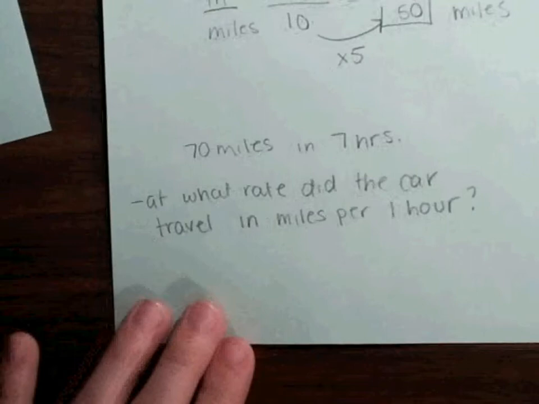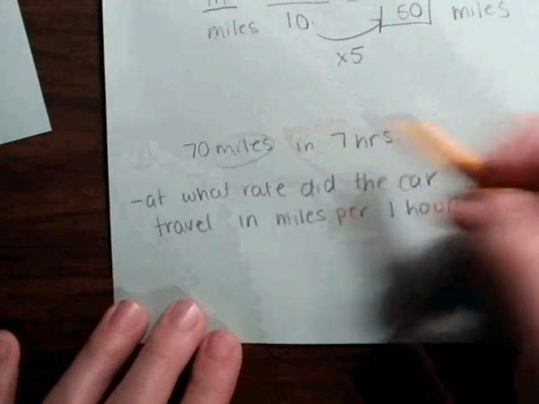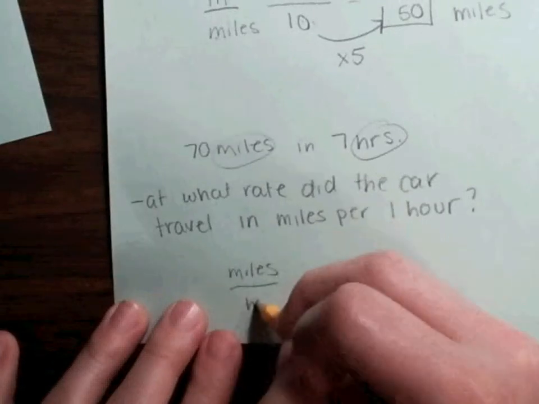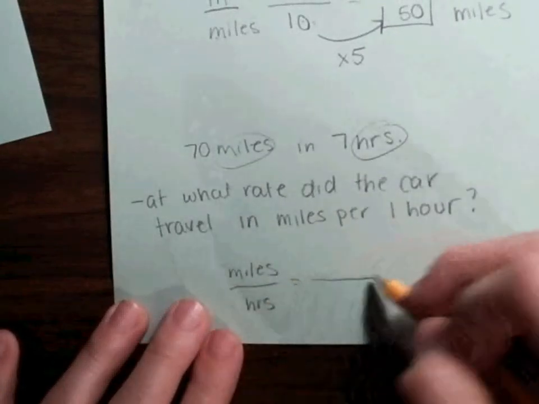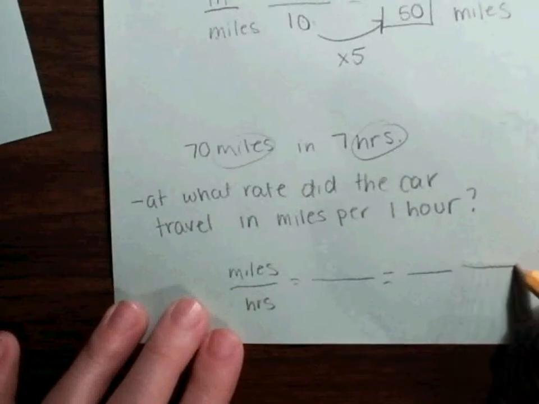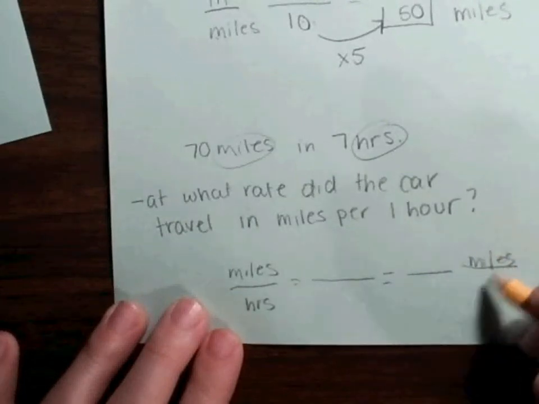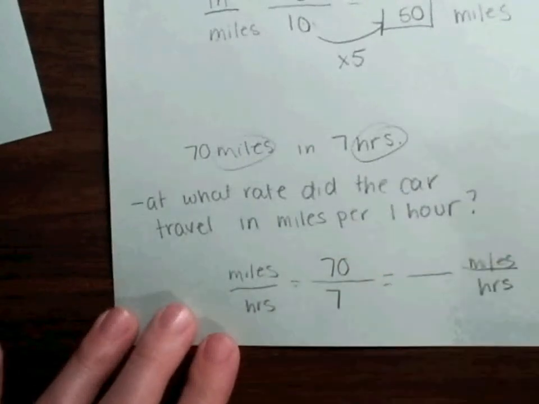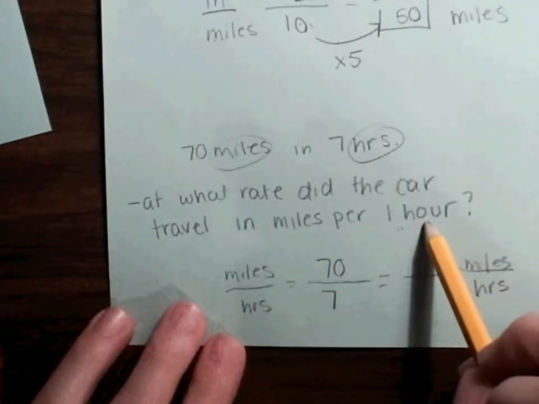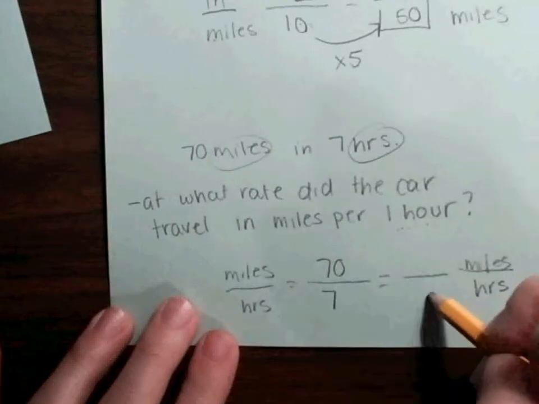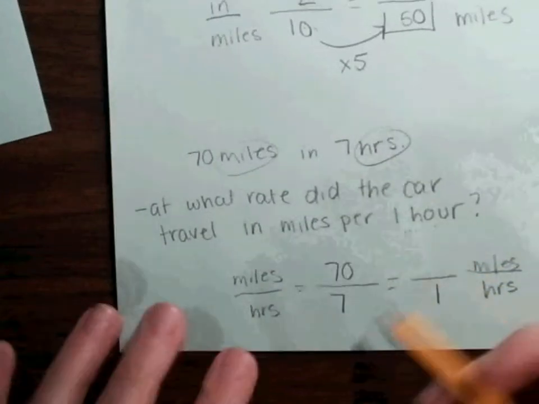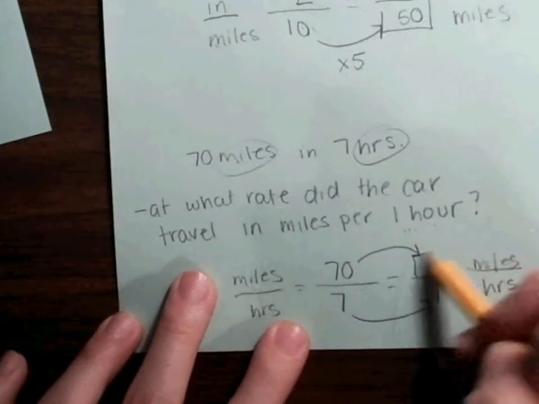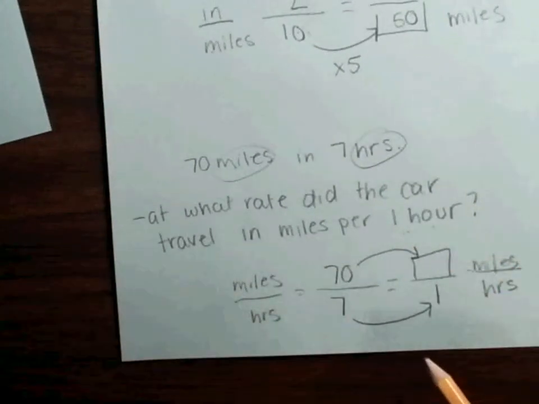Okay, so in this situation, there are 2 things I'm talking about, miles and hours. So I need to put miles over hours, and I'm going to do that on the other side too: miles over hours. So it's 70 miles equals 7 hours, and then it's looking for what 1 hour is. So I have 1 to put next to hours.